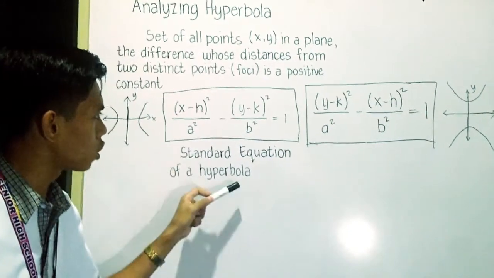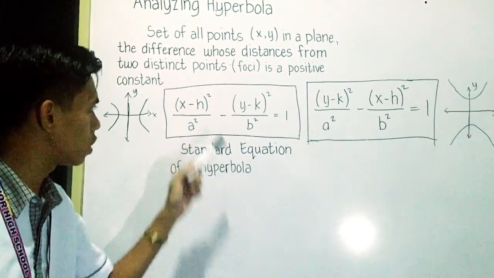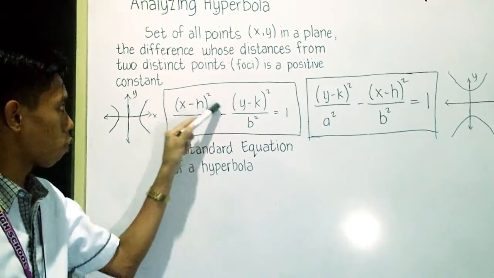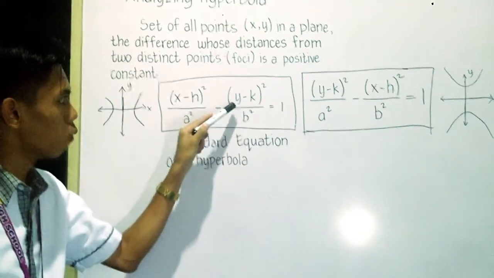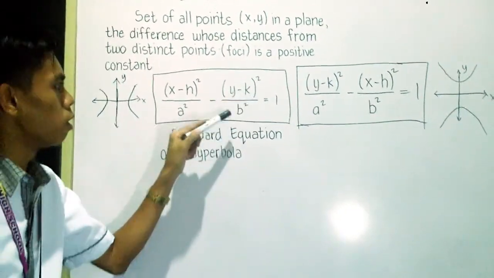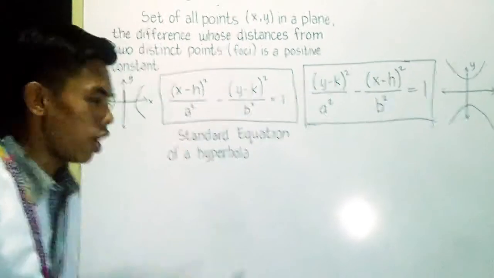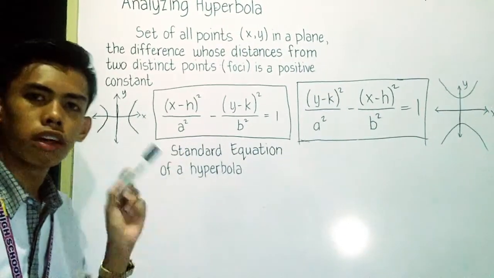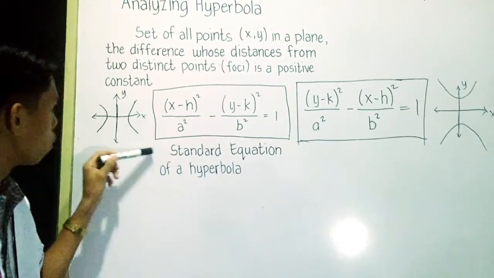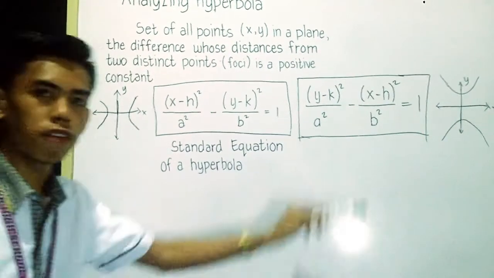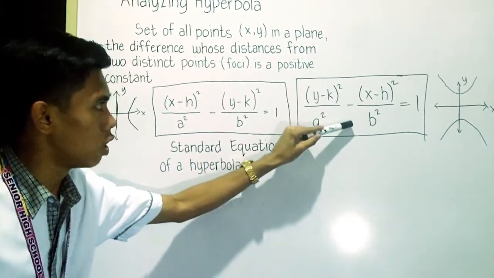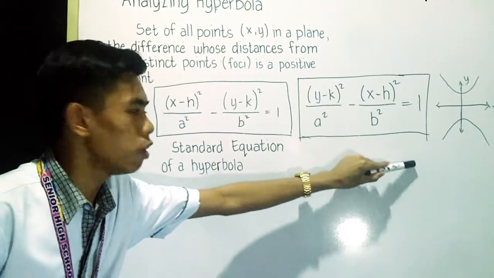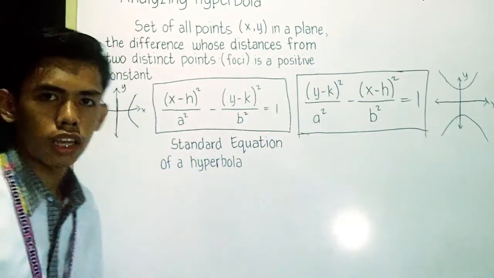So the standard equation of your hyperbola is given by this: (x minus h) squared all over a squared minus (y minus k) squared all over b squared is equal to 1. If you have this kind of equation, the graph of your hyperbola is going horizontally. While if you have this kind of equation, the graph of your hyperbola is going vertically.